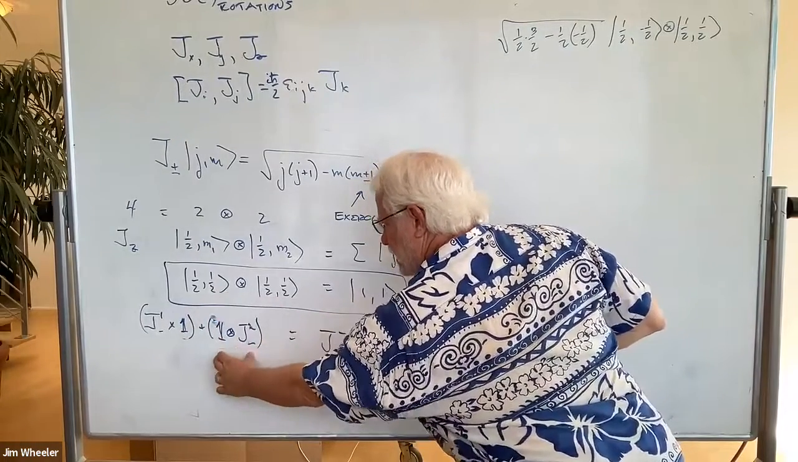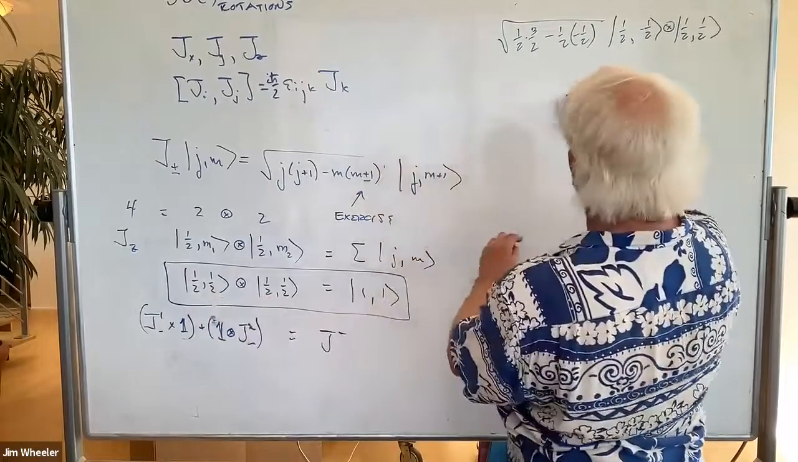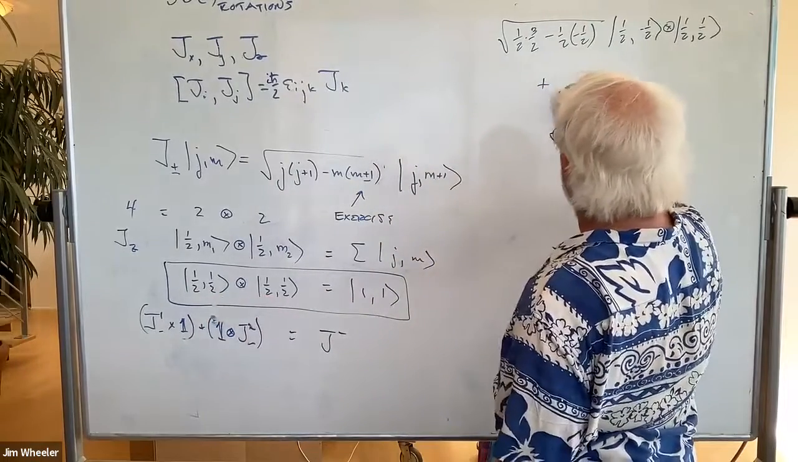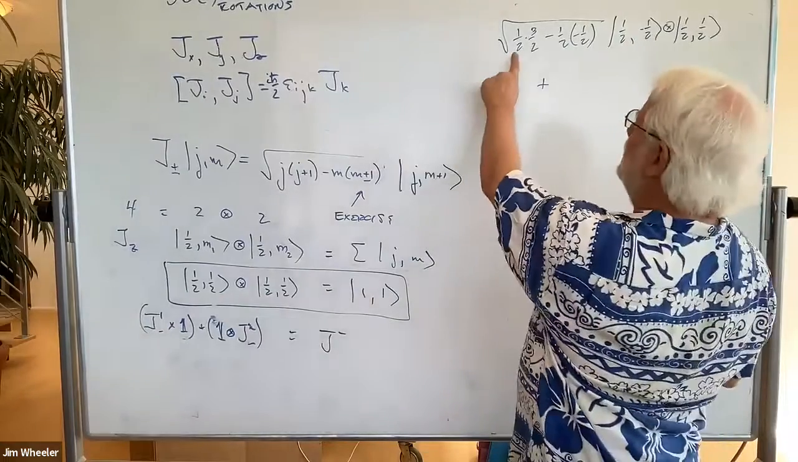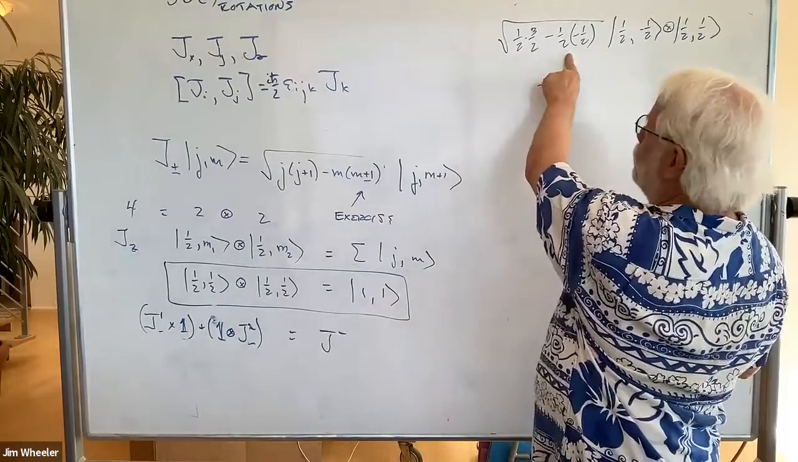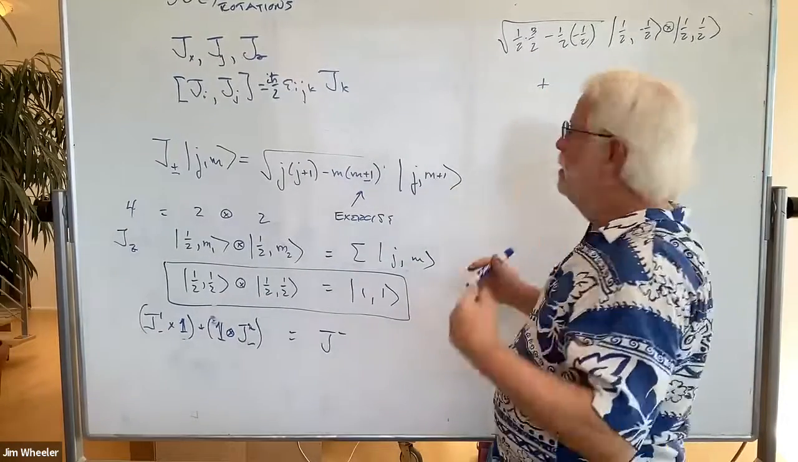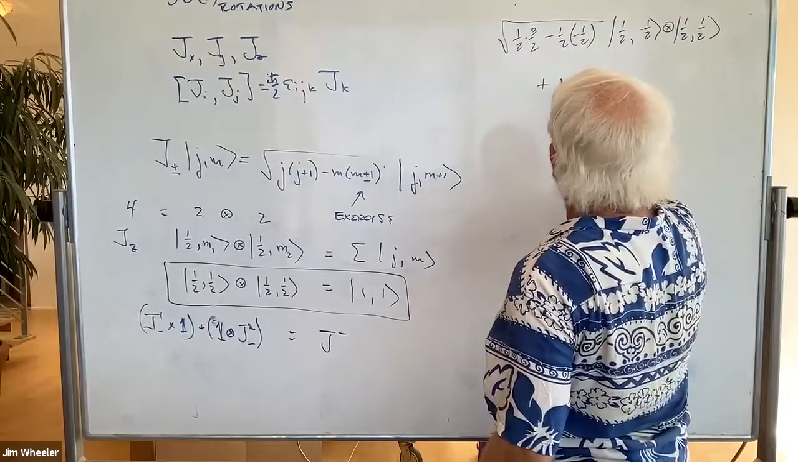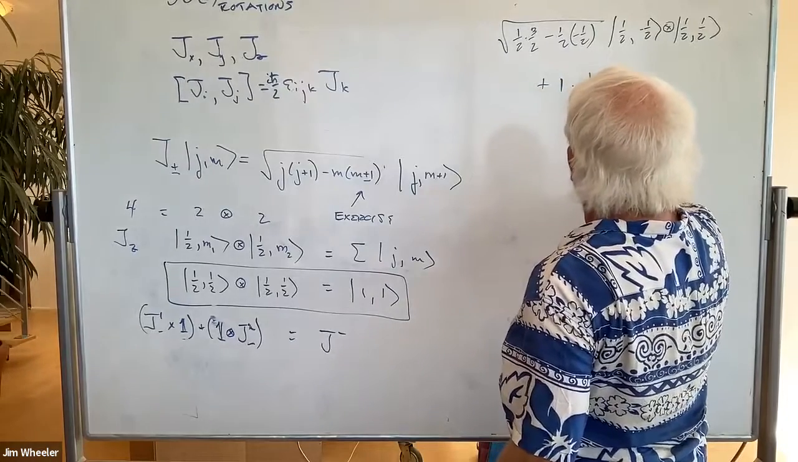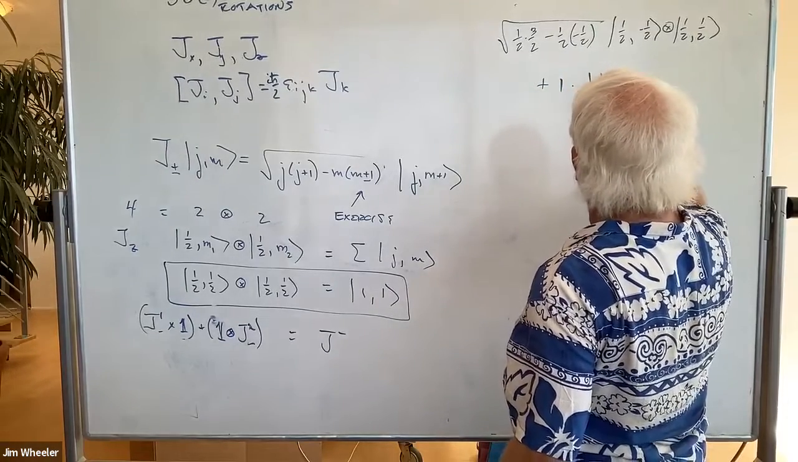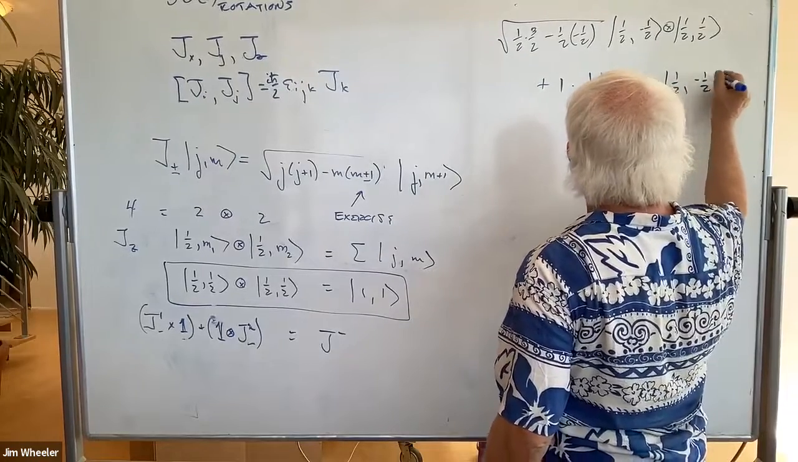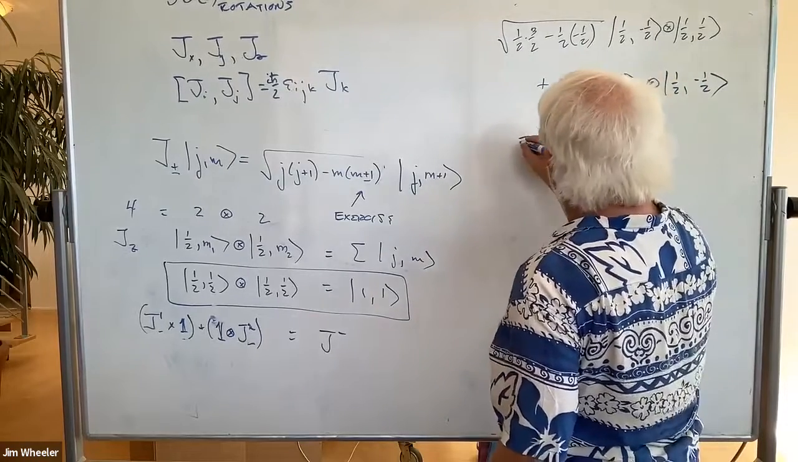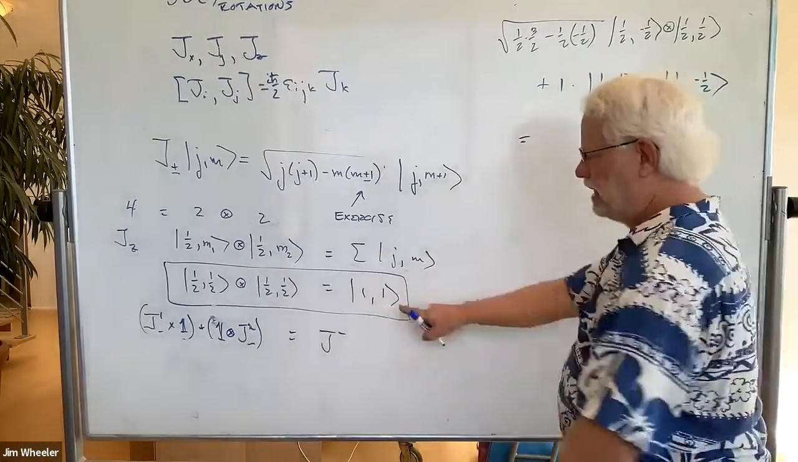Now I let the second term act on this pair. It's going to do the same thing. It's going to give me this same coefficient, which notice happens to be 1 in this case. 3/4 plus 1/4 is 1. So I just get 1 here times. Now it's going to lower the second one, the second m. And all that has to be equal to J minus acting on this.